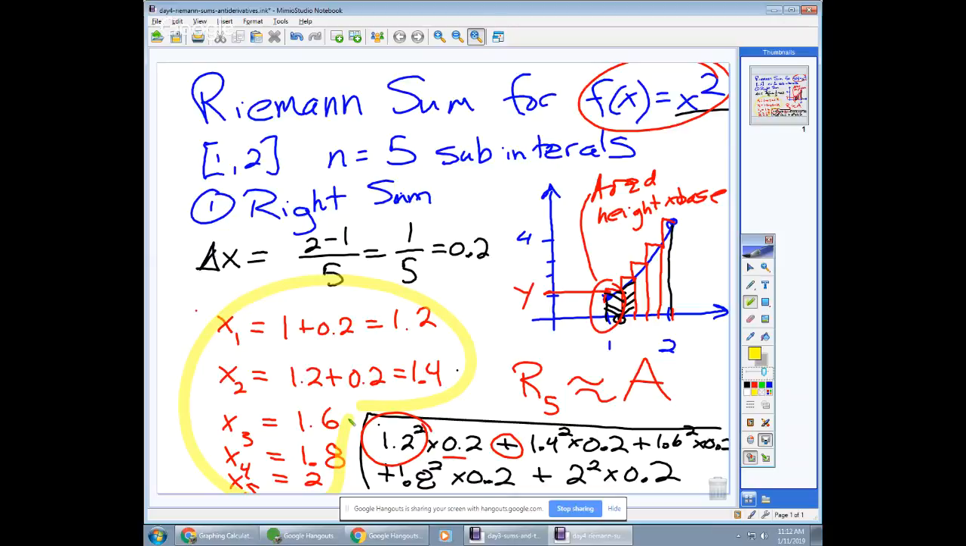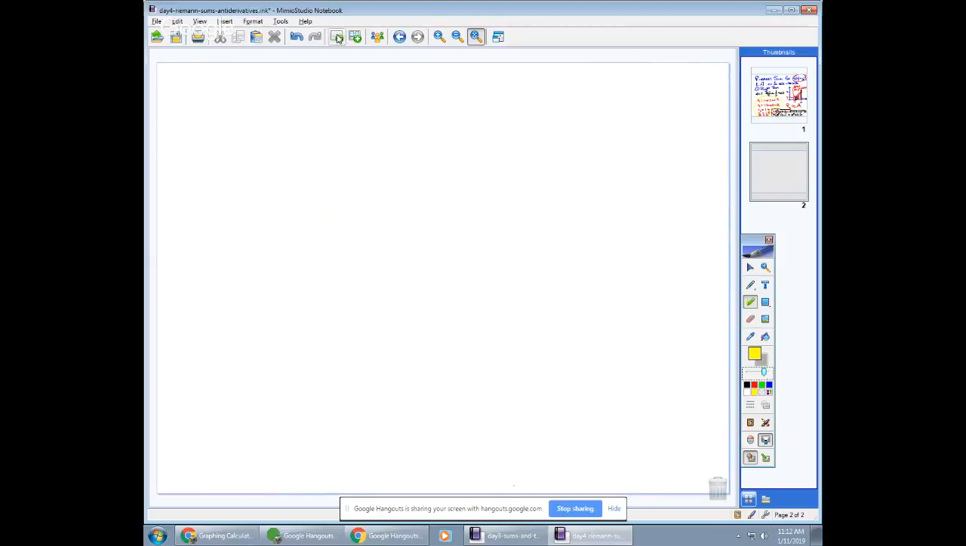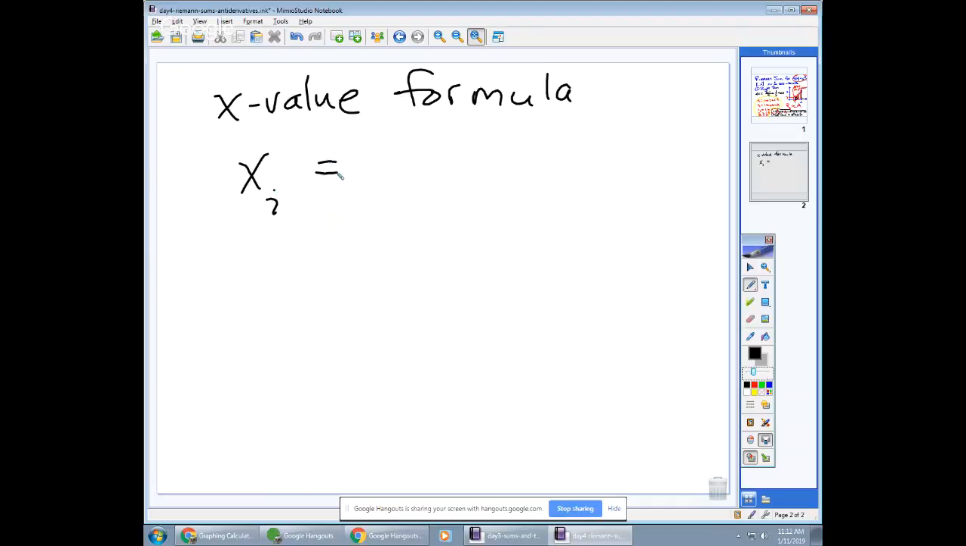We added 0.2. What's repeated addition? Multiplication, yeah. And we had to start at what number, though? Yeah, so starting at 1, we're repeatedly adding 0.2. So new page. So my formula for the x values, based on messing around there, they're called the x sub i's, or just xi's. Starting at 1, I want to add 0.2 repeatedly. How many times? i times. That's my variable here. So that is my formula for the x values.